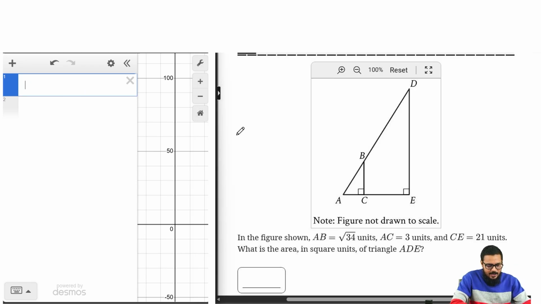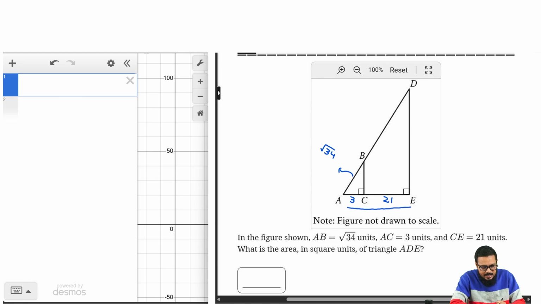In the figure above, AB is equal to root 34. So this is provided to you as root 34. That's the first thing. And then AC is given to me as 3 units. And CE is actually given to me as 21 units, right? So this entire base AE has to be 21 plus 3, 24, right?